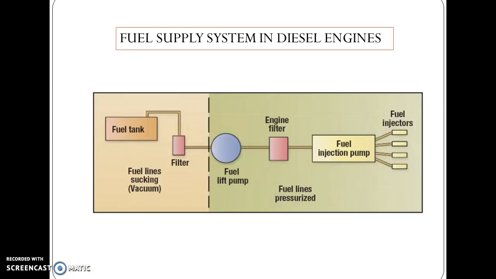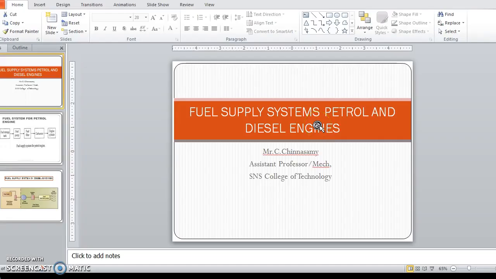Now let's look at the fuel supply system in diesel engines. Here also, from the fuel tank, the fuel goes to the filter where the dust particles are removed, and then goes to the fuel lift pump. It is also driven by the engine shaft, and then it goes to the engine filter. The first filter is the primary filter, and the secondary filter is kept near the engine, after the pumping, and then it goes to the fuel injection pump.